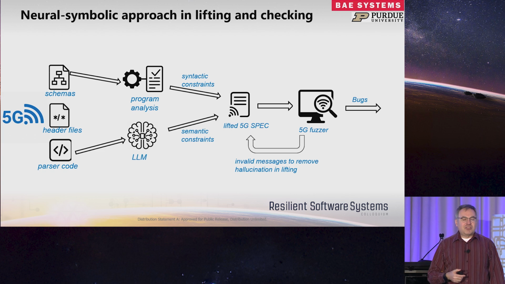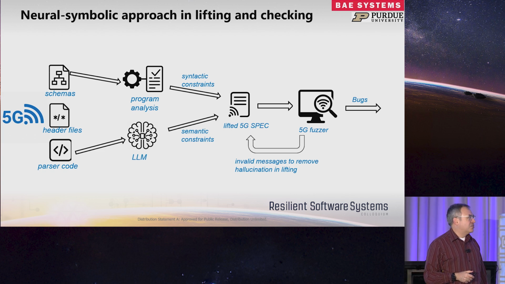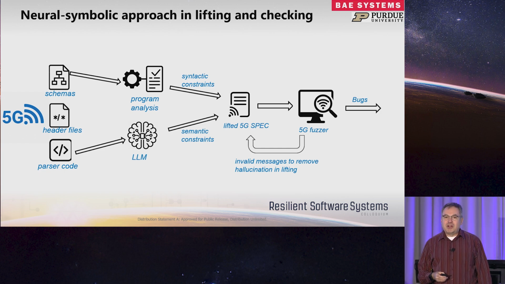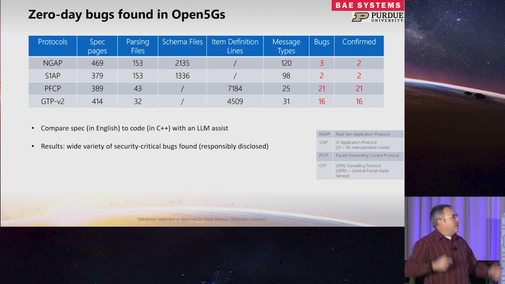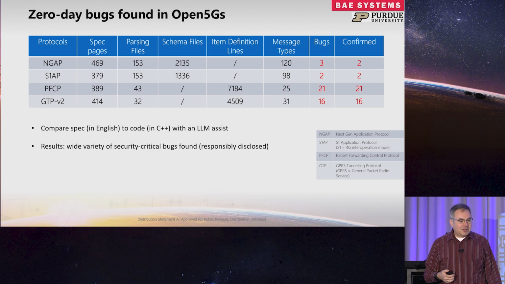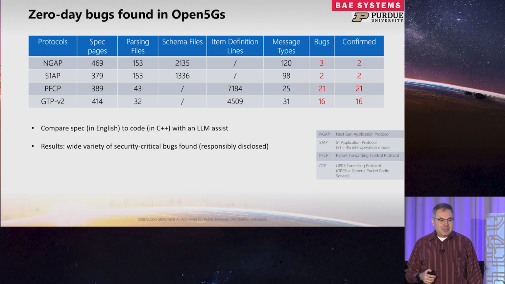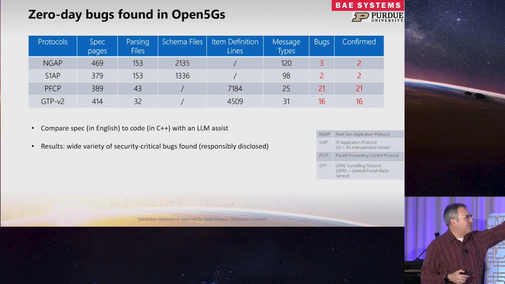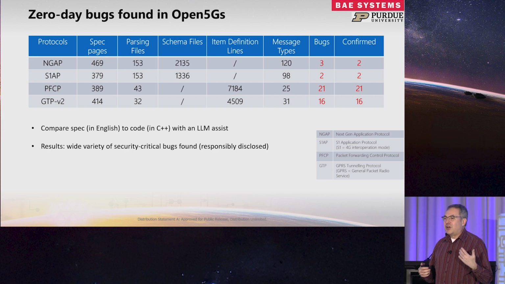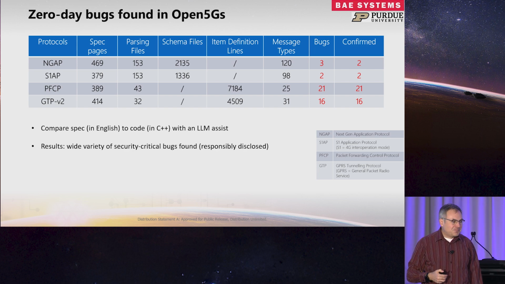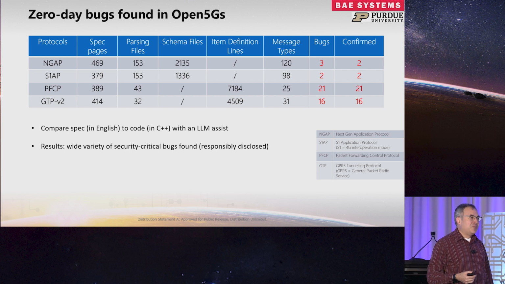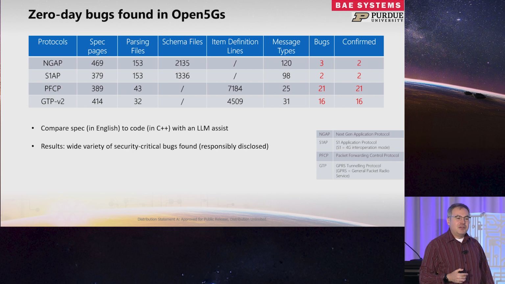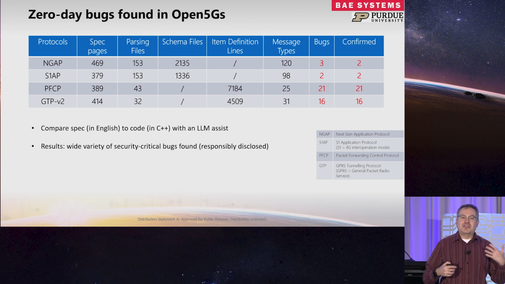So they said, let's use a little LLM secret sauce to read all these human-readable specs. Let's look at the code. Let's put it into a giant blender, and out come bugs. So they were able to find bugs, and all but one of them were confirmed. So we're seeing that each horizontal row is a different part of the 5G stack, and you can see how many pages there are of specification. If you as a human were trying to grind your way through this, it would be sleep-inducing.